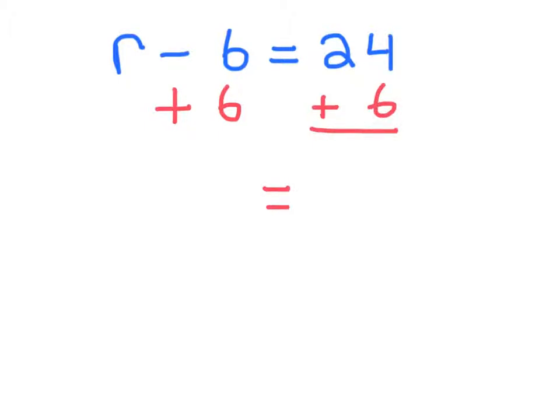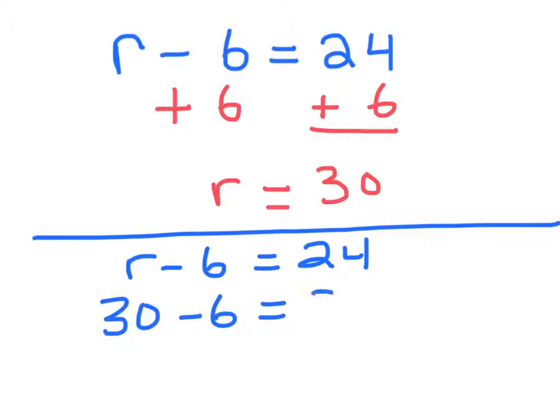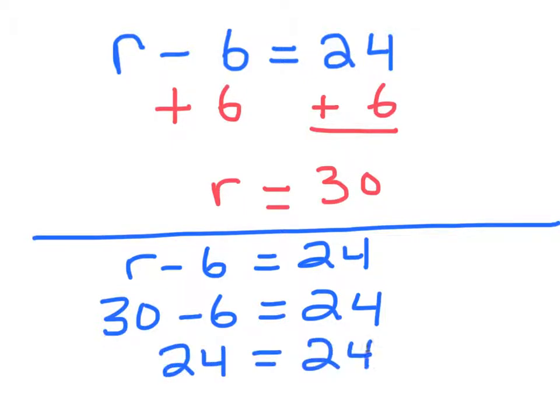On the left side, we have r, because minus 6 plus 6 gets us to 0, and 24 plus 6 is 30. To check to see if my value is true, I'm going to substitute back into my original equation my value for r. 30 minus 6, we're seeing if it does balance out to 24. My left-hand side of my equation is balanced with my right-hand side, and they're equal, and once again, super, super happy.